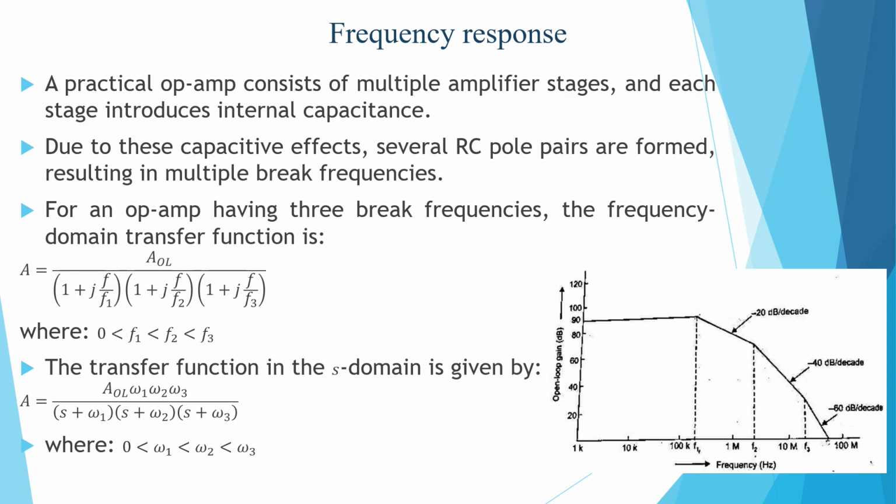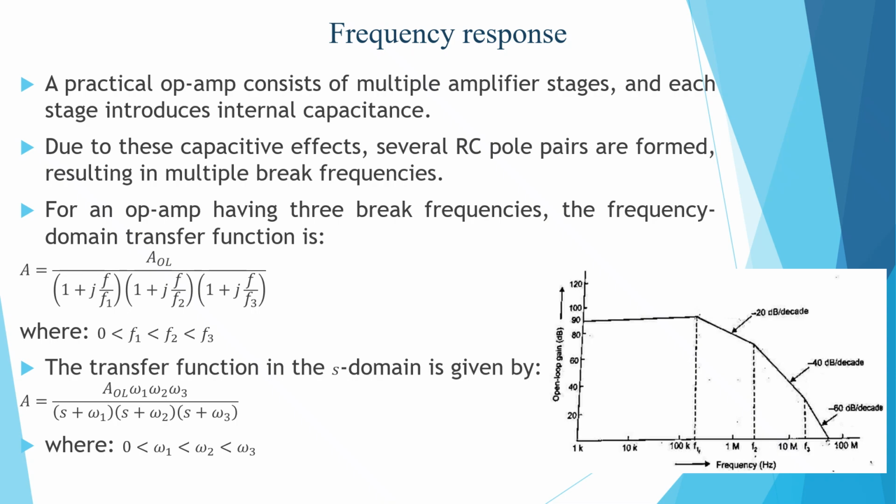The equation A equal to AOL by (1 plus j f by f1) into (1 plus j f by f2) into (1 plus j f by f3) is given for 3-pole op-amp circuits. Here AOL is the low frequency open loop gain. f1, f2, f3 are the break frequencies. j represents the imaginary operator.